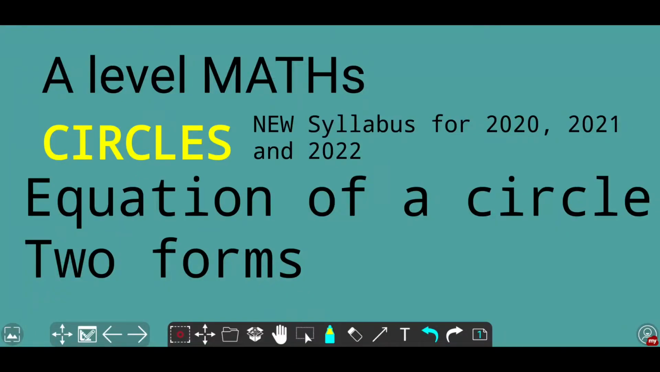It's all about A-level maths, and we continue the topic related to circles. That's the new syllabus for 2020 and onwards, and we are going to consider equations of a circle. Why am I talking about equations but not one equation? Because there are several ways to write the equation of a circle. It might be the contracted form, when you have squares, and the expanded form. All right, so it's the right time to know about this.